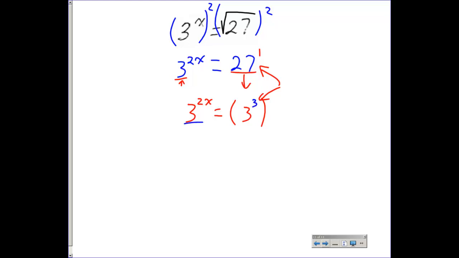Now we have like bases that are equal to each other. That means the exponents, which is 2x, is going to equal the other exponent, which is 3. So these exponents end up equaling each other, and that's how we solve for x. So divide both sides by 2, and we get x equals 3/2.